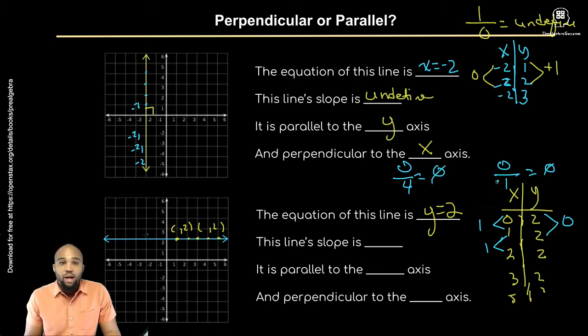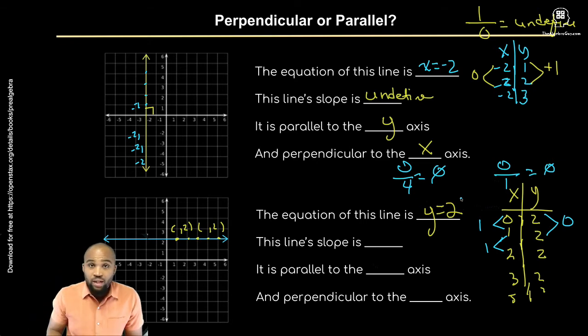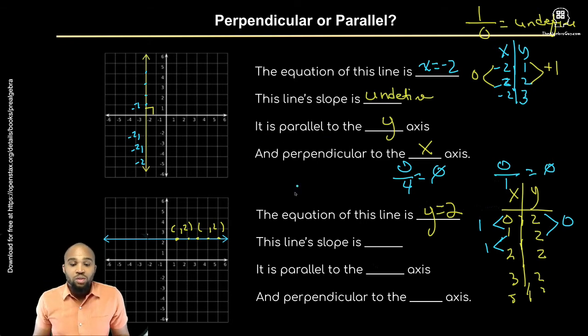Again, if you put that slope calculation in your calculator, you'll find that it's going to tell you 0. So you don't have to memorize anything there.